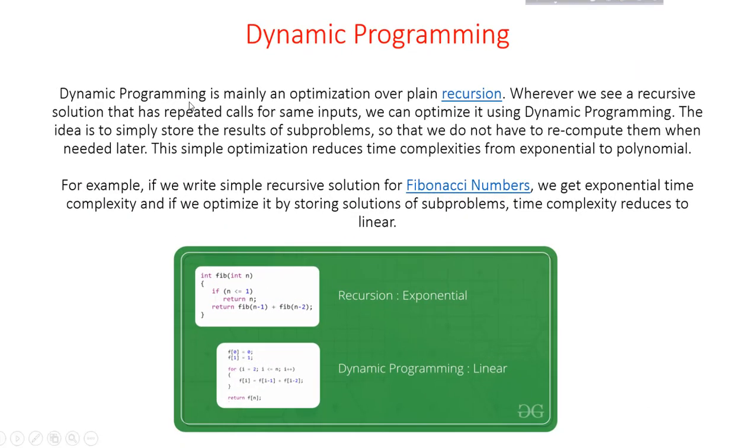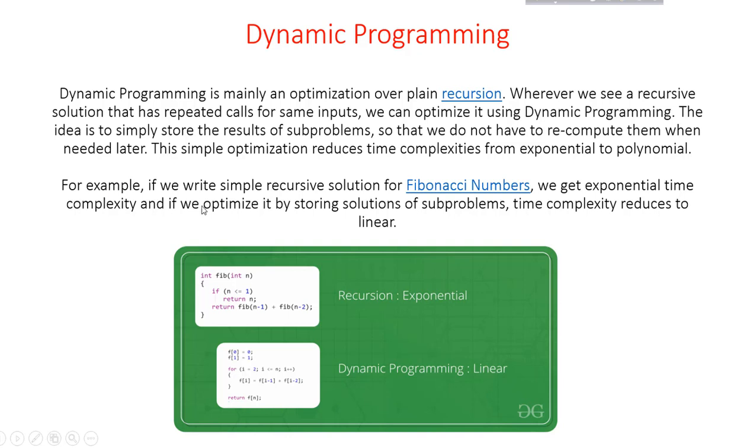Basically, dynamic programming is mainly an optimization over plain recursion. Whenever we see a recursive solution that has repeated calls for the same inputs, we can optimize it using dynamic programming. The idea is to simply store the results of subproblems so that we do not have to recompute them when we need them later. This simple optimization reduces time complexity from exponential to polynomial.